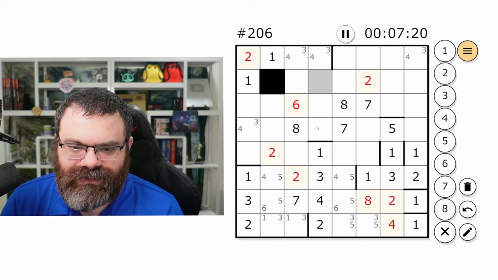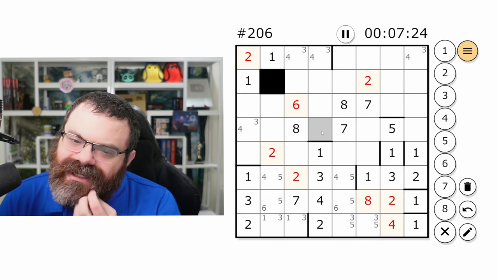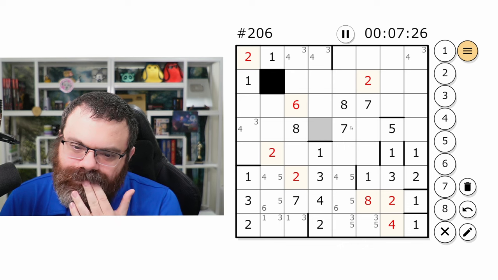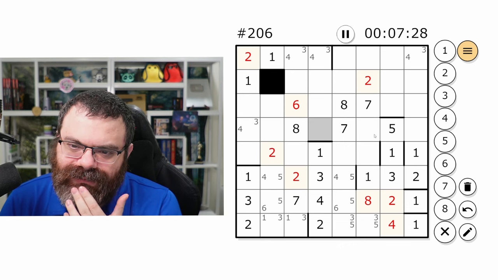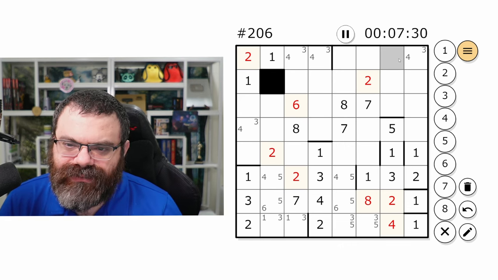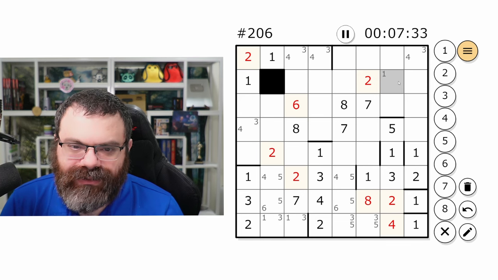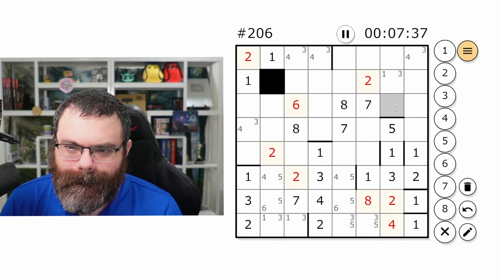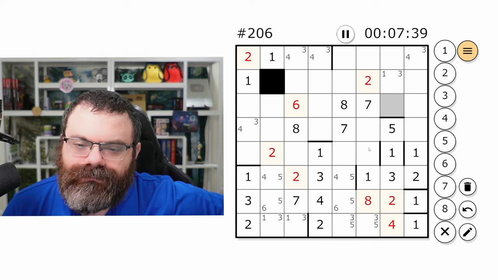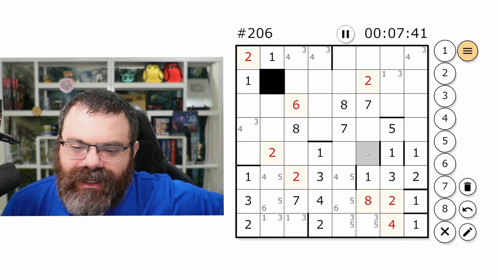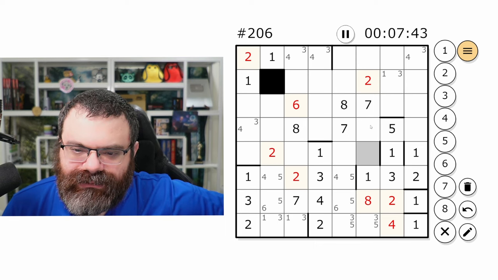Let's see. This is 1, 2, 3, 4. This is 1, 3, 4. Try not to pencil everything. It just gets overwhelming. Here we need 1, 2, and 3. This is only 1, 3. What have I failed to see here?